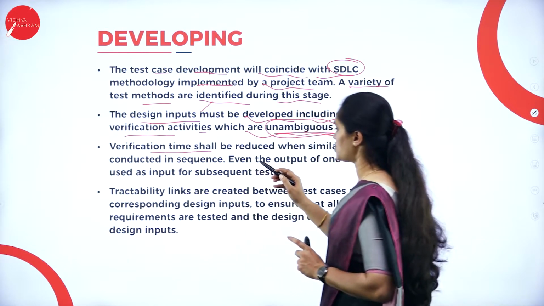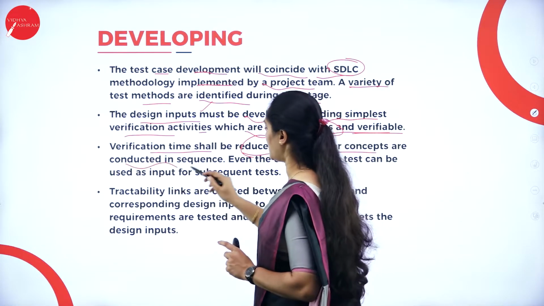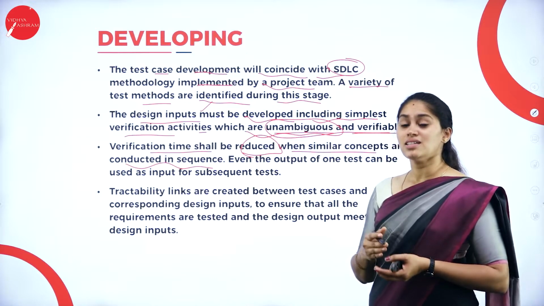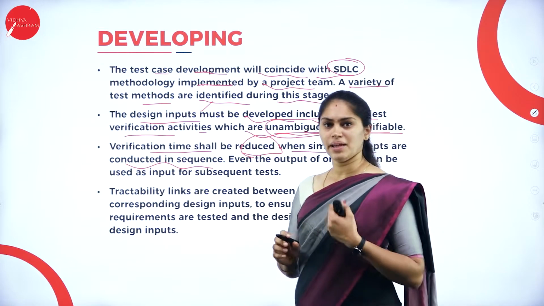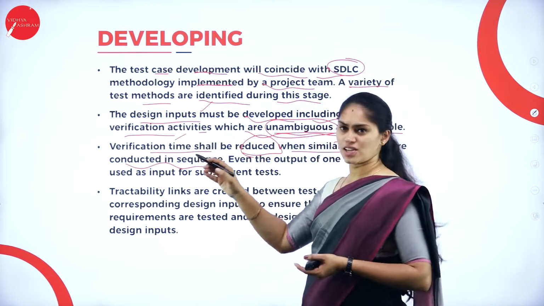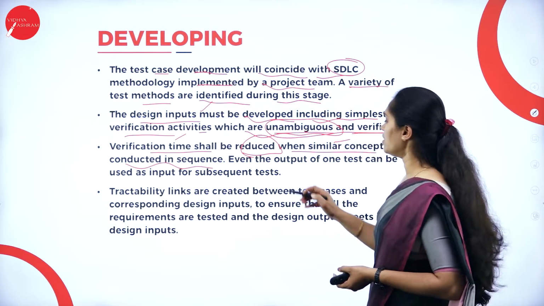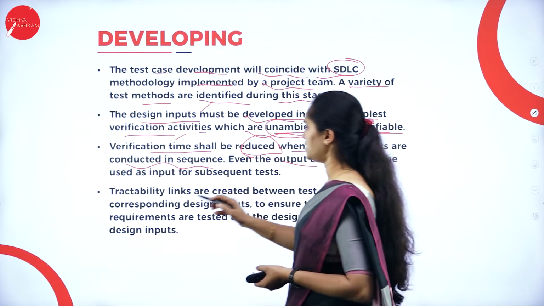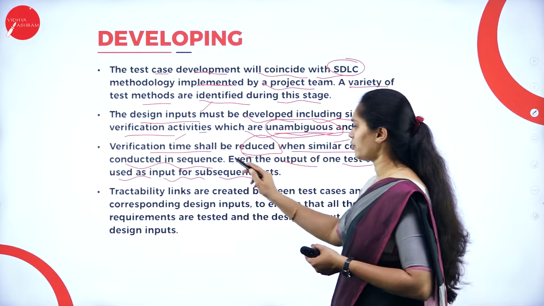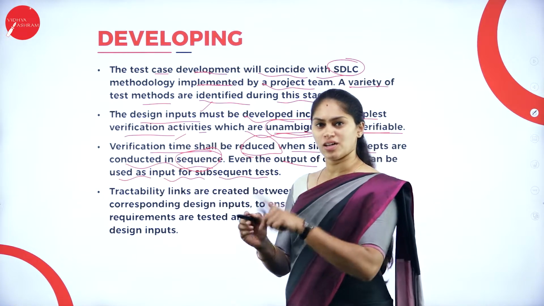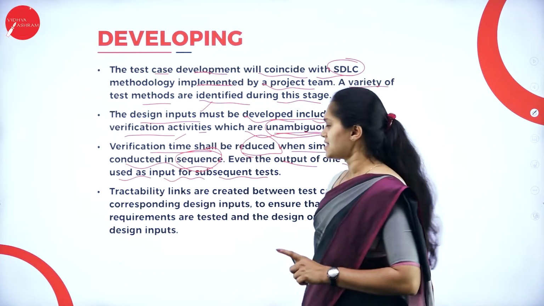So the verification time shall be reduced when similar concepts are conducted in a sequence. When we have the same sequence of work, or a similar concept of work, then it will be easy at the time of verification, and it will reduce the verification time. Also, the output of one test case can be used as an input for subsequent tests. It will be in sequential form, right? So the output of unit 1 will be the input for unit 2.